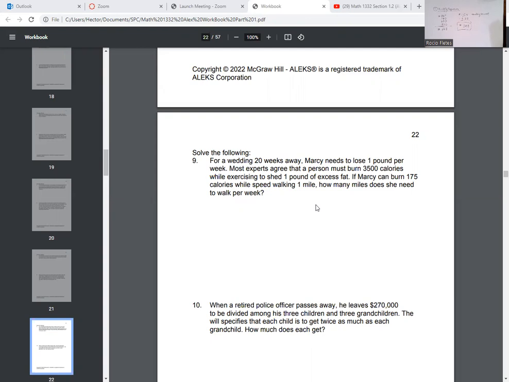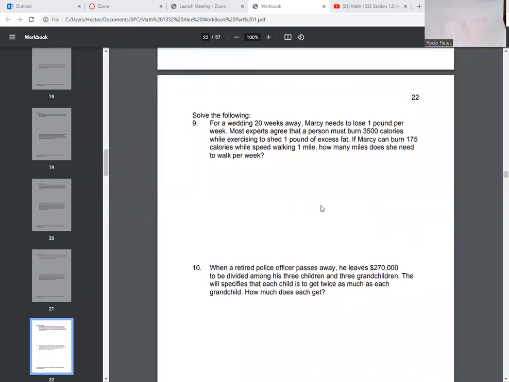Okay, so let's go ahead and go to number 9 and read number 9. Somebody's getting married here. It says, for a wedding 20 weeks away, Marcy needs to lose 1 pound per week. So Marcy is trying to lose 1 pound per week, and the wedding is 20 weeks away, so she needs to lose 20 pounds before her wedding. It doesn't say if it's her wedding, but some wedding, right? Most experts agree that a person must burn 3,500 calories while exercising to shed 1 pound of excess fat.